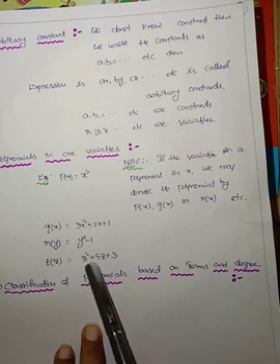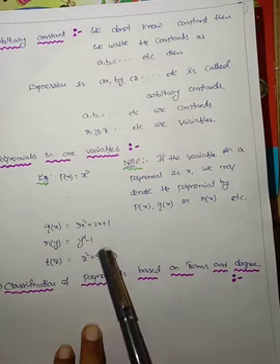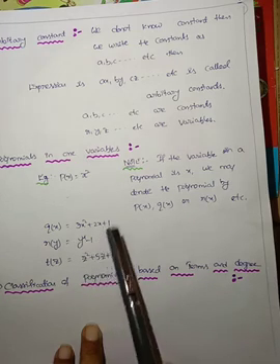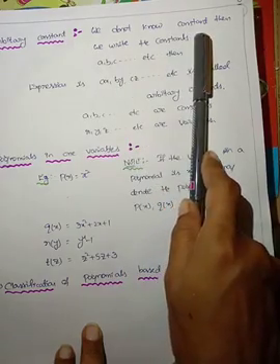Coefficient means 1. Here is z square plus 5z plus 3. What is the coefficient of z square? 1. What is the coefficient of z? 5. What is the constant here? 3. We don't know the constants.